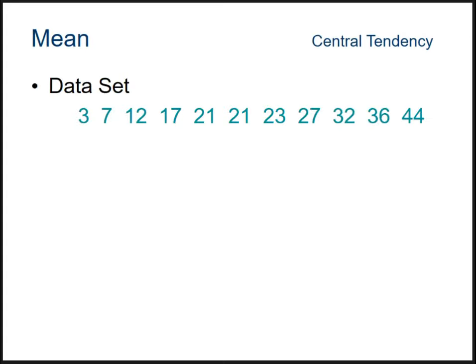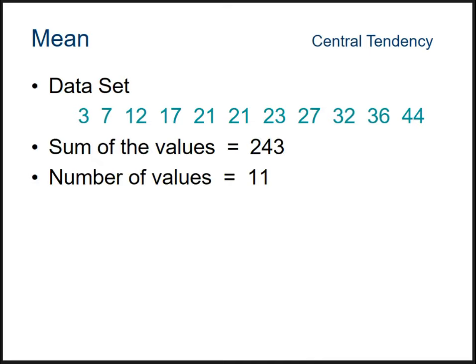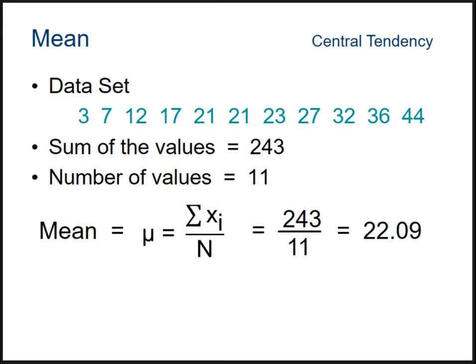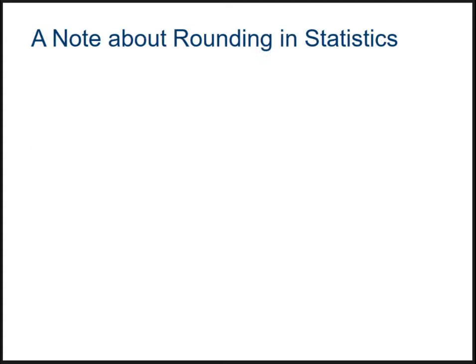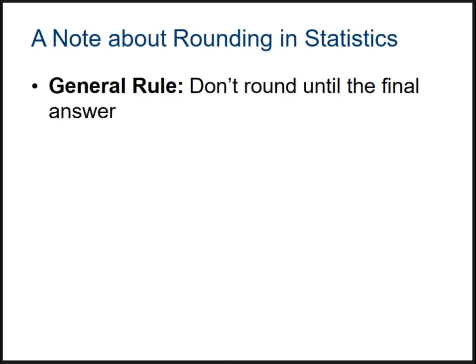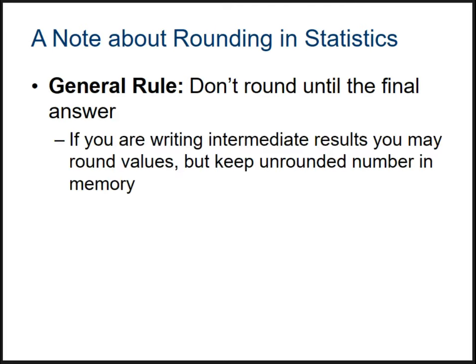For example, if you take these numbers, this set of 11 numbers, and you add them all together, you get 243. And then the number of values that you have in this set, we have 11. So if you follow the formula through, the mean is equal to 243 divided by 11, and you get 22.09 as your average or your mean value. And Project Lead the Way, they expect you to not round until you get your final number. This is always good advice.